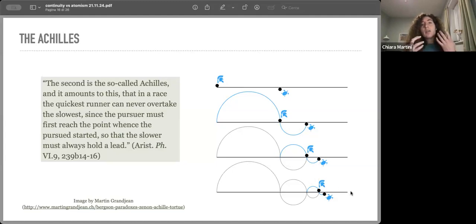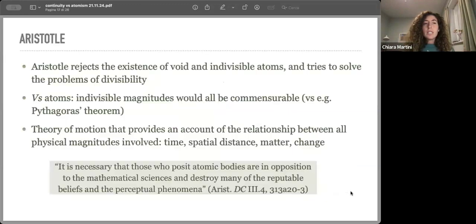So you can see that here, with respect to the problem of the dichotomy, we have an extra difficulty. While with the infinite divisibility stuff, we were just talking about the divisibility of matter, here we're also talking about the divisibility of distance and of time. And all these things are things that the atomists didn't really care about. If they did, we don't have that bit of the theory. But they didn't have a theory of motion, and they didn't have a theory of spatial distance and time.